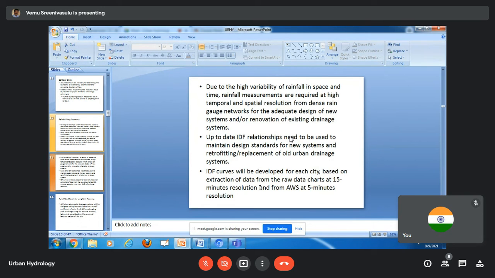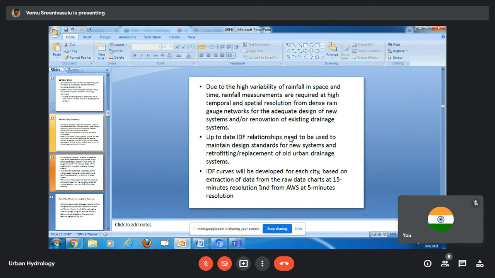So due to the high variability of rainfall in space and time, rainfall measurements are required at high temporal and spatial resolution from a dense rain gauge network for the adequate design of new systems and renovation of the existing drainage system. Up to date IDF relationships need to be used to maintain the design standards for new systems and retrofitting, replacement of old urban drainage systems.